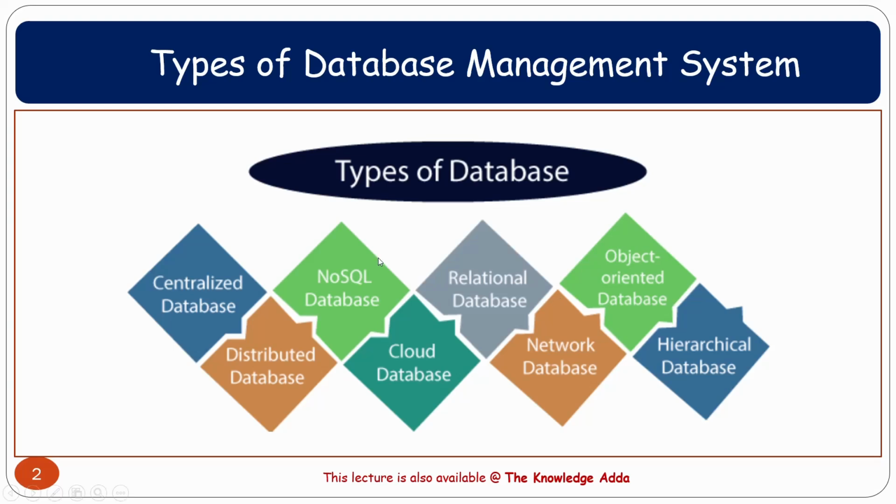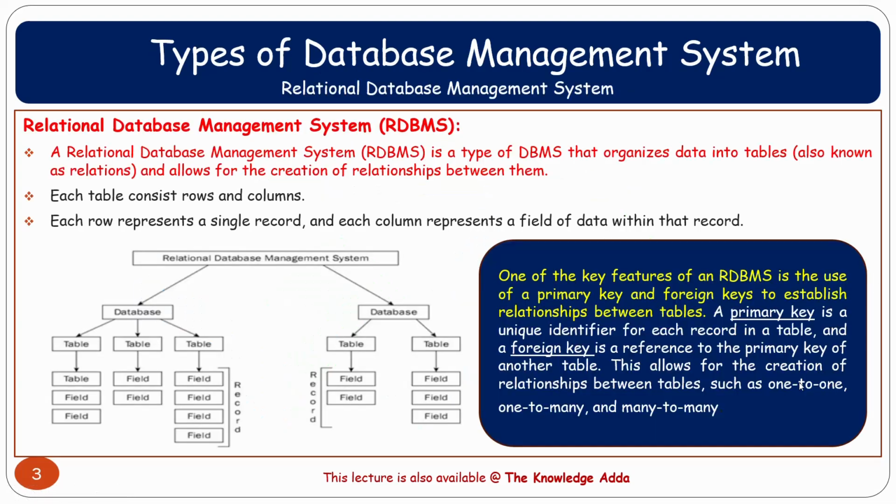types of database which are centralized database, NoSQL database, distributed database, cloud database, relational database, object-oriented database, hierarchical database, network database. So in this lecture, I will discuss relational, network, object-oriented, hierarchical. And in the next lecture, I will discuss cloud, NoSQL, distributed, and centralized. So let's start with the relational database management system.